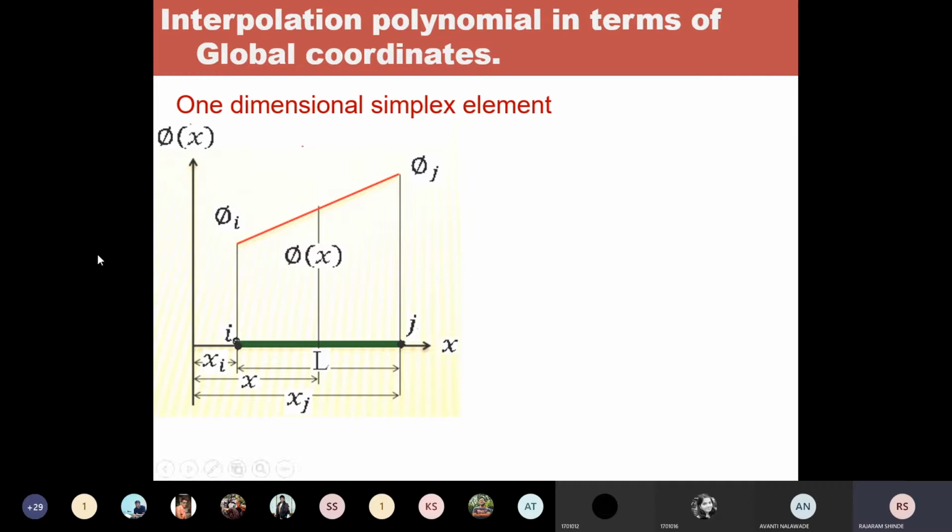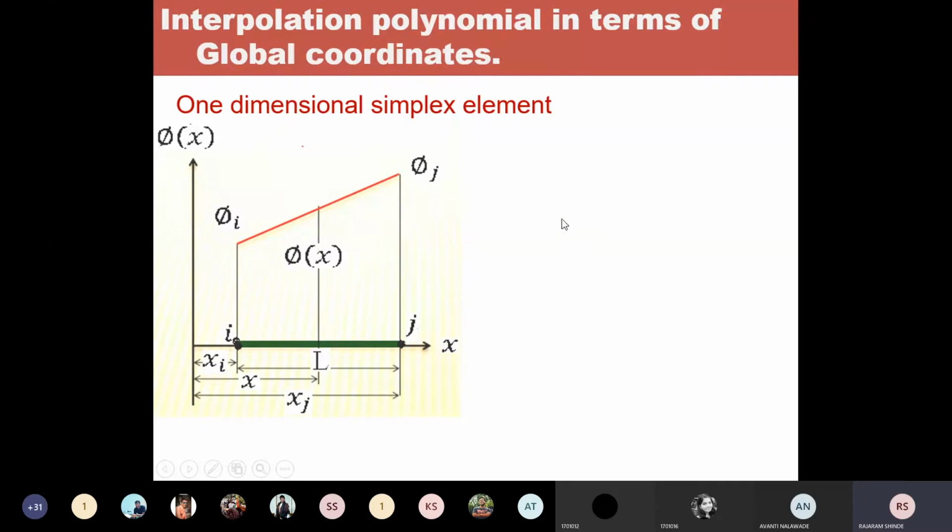Now we have started with the one-dimensional simplex element. Now this is a one-dimensional simplex element. It has node i, node j, and phi i is the field variable at i, phi j is the field variable at j. Location of node i is xi, location of node j is xj, and phi is a field variable. It may be displacement or it may be temperature for thermal analysis.